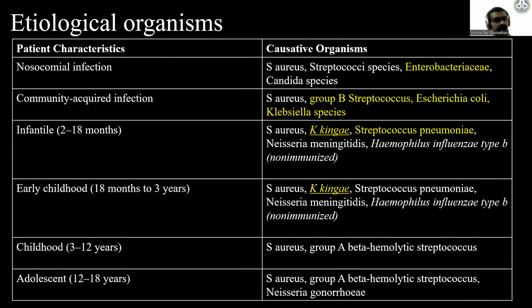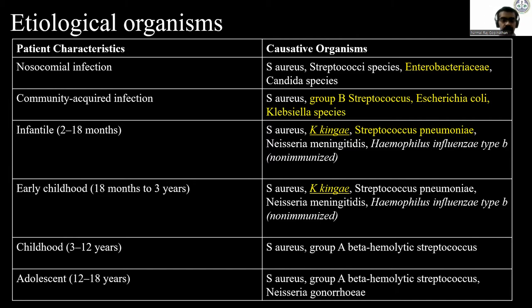So if you are suspecting a nosocomial or a community acquired infection, you have to be vigilant for gram-negative pathogens also. And in children less than 4 years, the emerging infection is a Kingella infection, for which you may not have other lab parameters that are positive, like a CRP may be negative in a Kingella infection. So you have to go for advanced nucleic acid amplification methods or extended culture to diagnose these conditions.